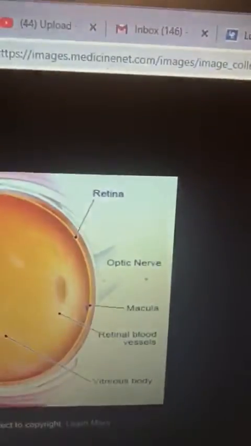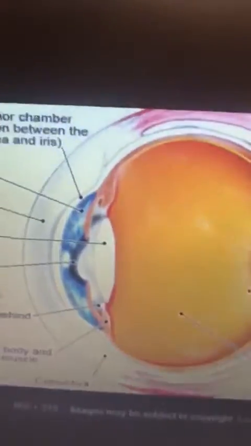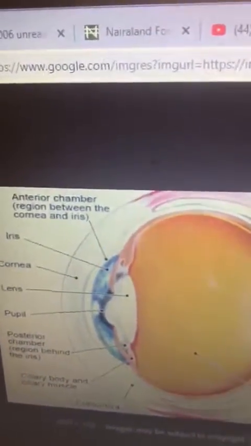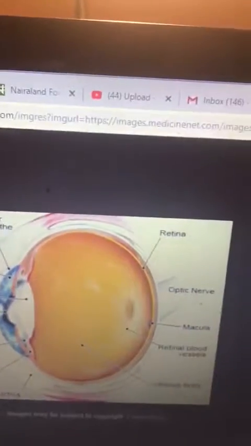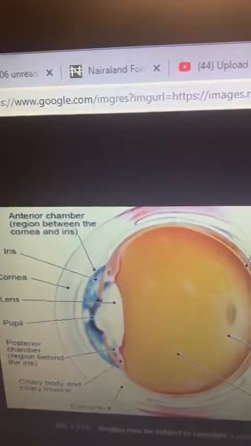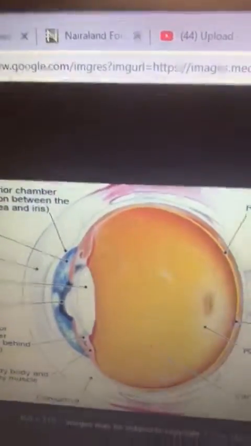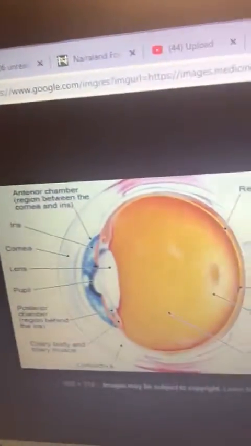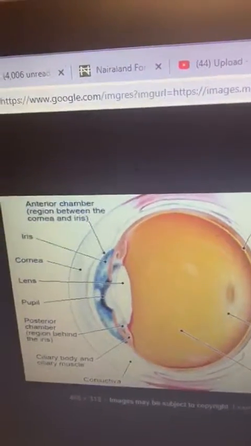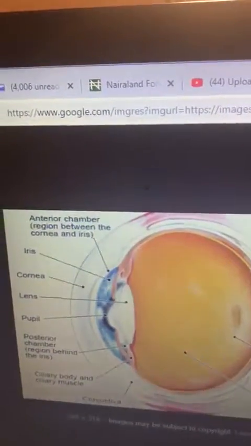So, I'm going to talk about the different parts of a healthy eye. In the eye structure, there is the anterior segment and there is the posterior segment. And I'm also going to talk about other parts of a healthy eye that don't fall within the anterior and the posterior segment.